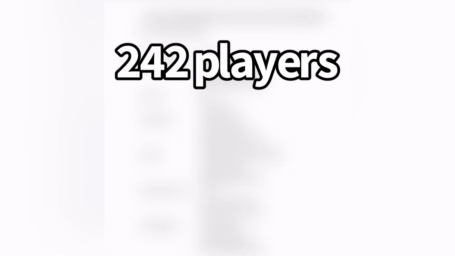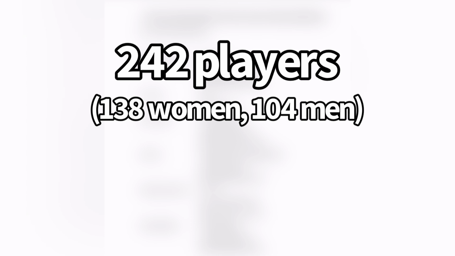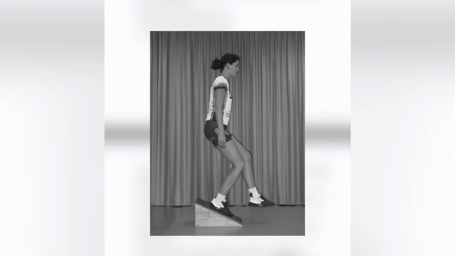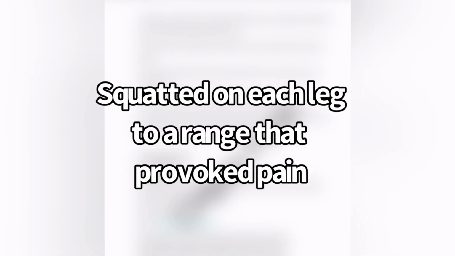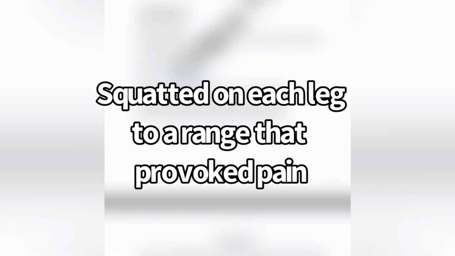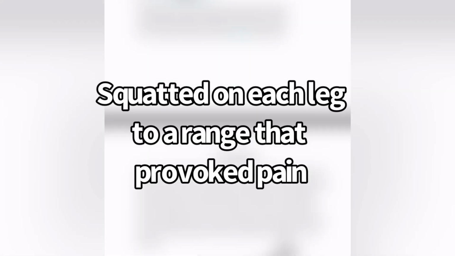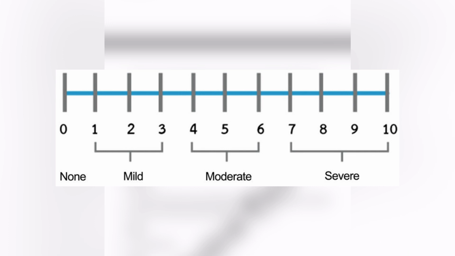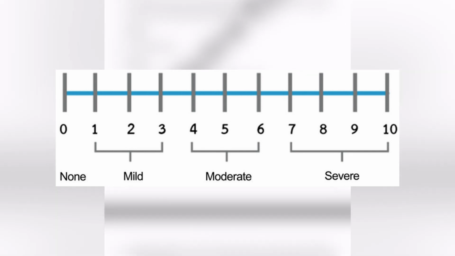They took 242 players, 138 women and 104 men, in the Canadian Inter-University Sport League, so they were all greater than 17 years old. They stood on a 25-degree slant board, their back against the wall, and they squatted on each leg to a range that provoked pain. If there was no pain, they would just squat to 90 degrees of knee flexion. Then they recorded their pain on a pain scale from 0 to 10, and if their pain was greater than 0, this meant that they were in pain.